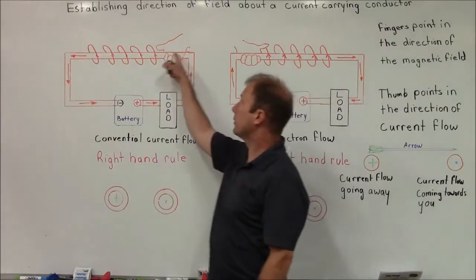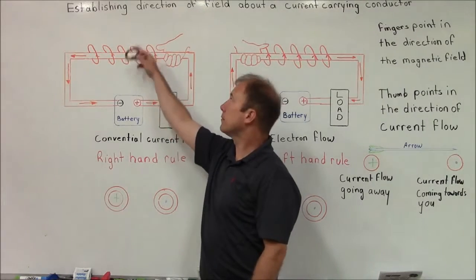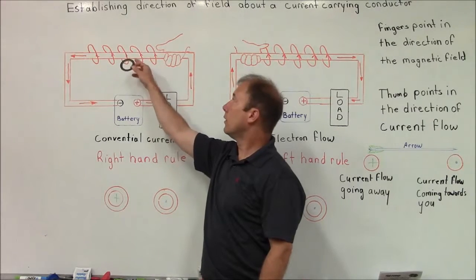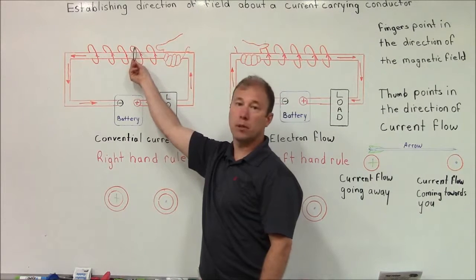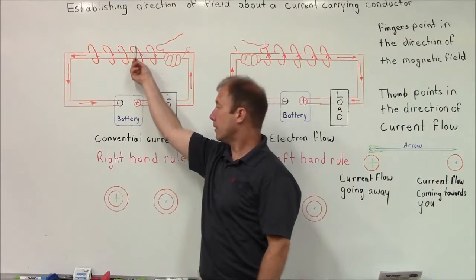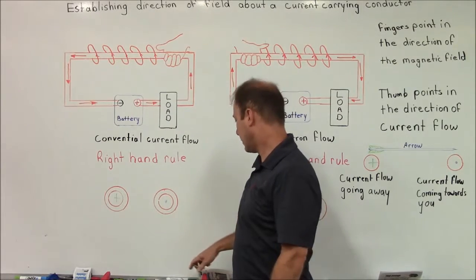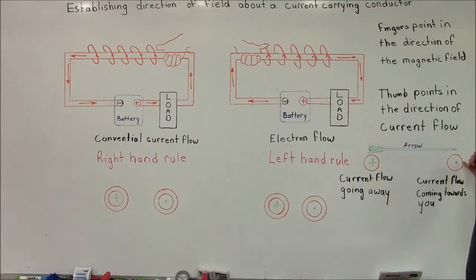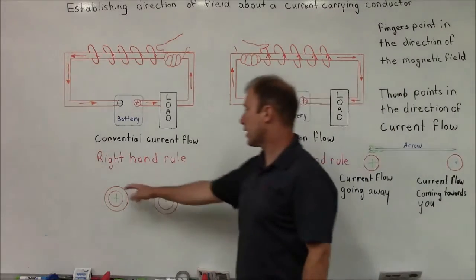So we still want to establish direction of a field about a current carrying conductor. So again, we have our current carrying conductor, and of course, the field would be perpendicular. I know the drawing sort of looks a little bit skewed like that, but they would actually be perpendicular to the conductor. Now here we have a cross section of the conductor, and we established before that current flow coming towards you is going to have the point, and current flow going away would be the back of the arrow, or the crosshatch here.